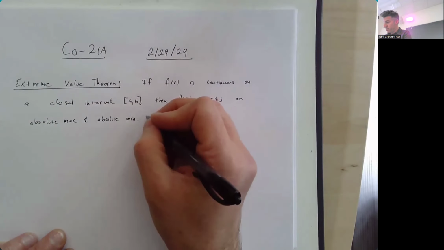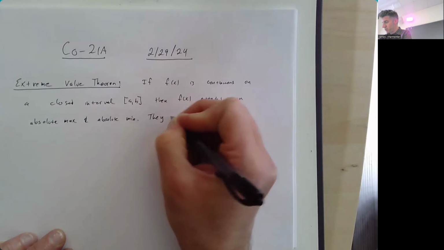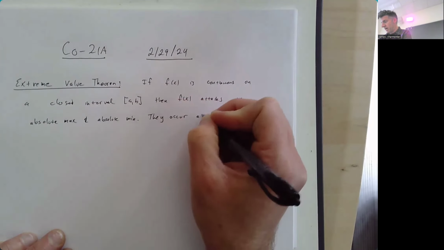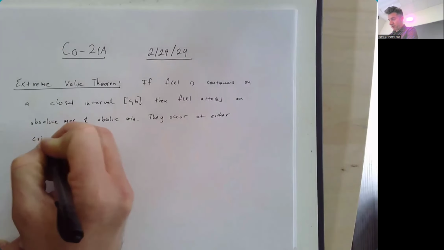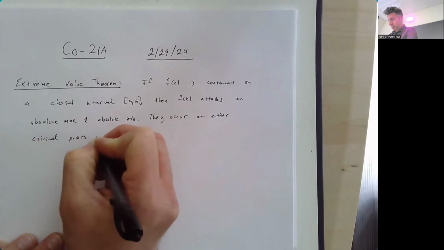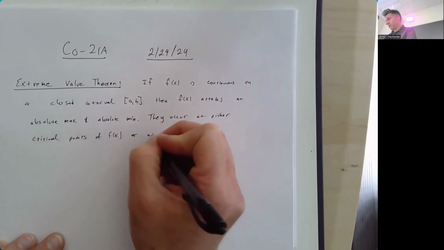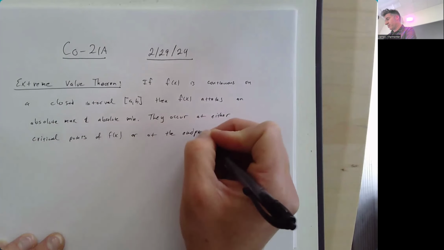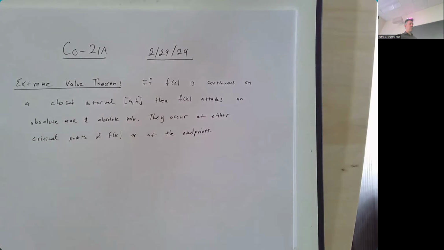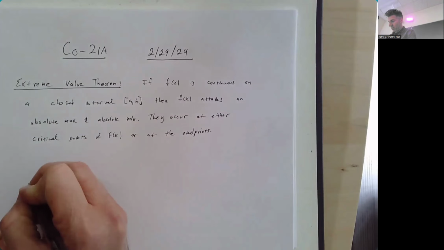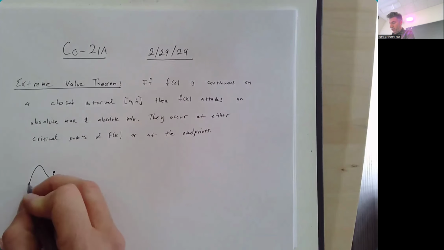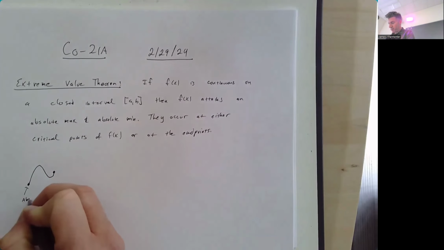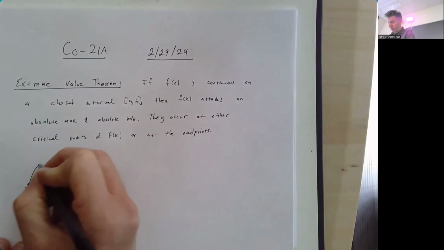And furthermore, they occur at either critical points of the function or at the endpoints. Those are the only places where it can occur. So maybe you have a function that looks like this on some closed interval, where the minimum is occurring right there, and the maximum is occurring right here at a critical point.